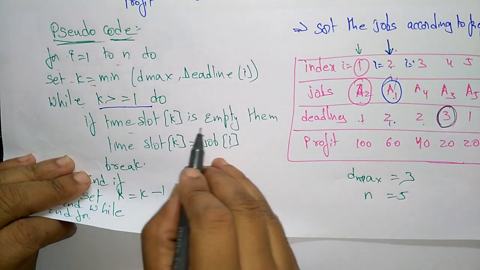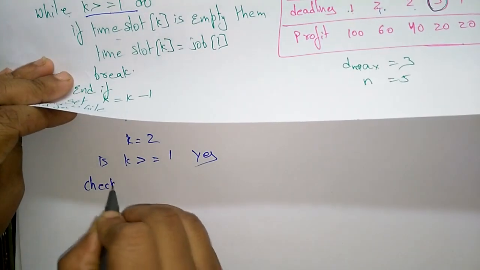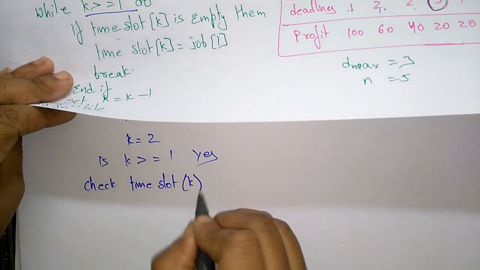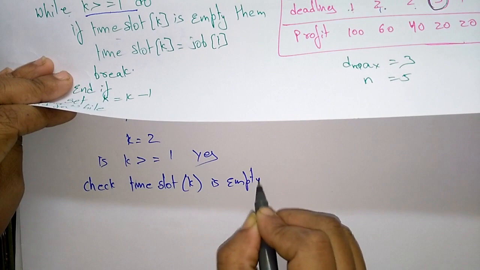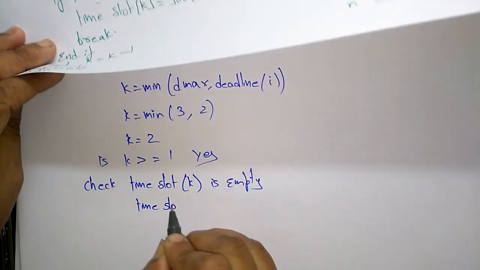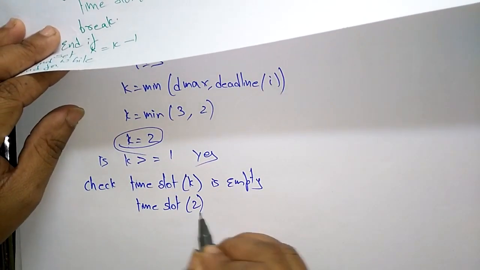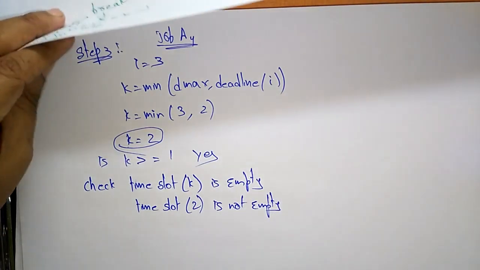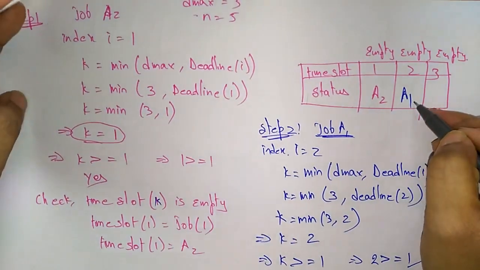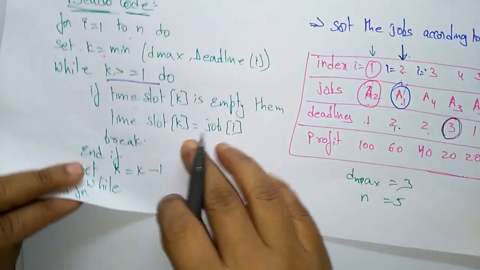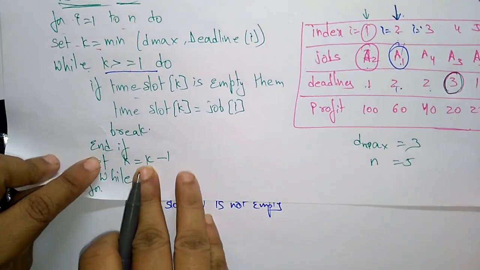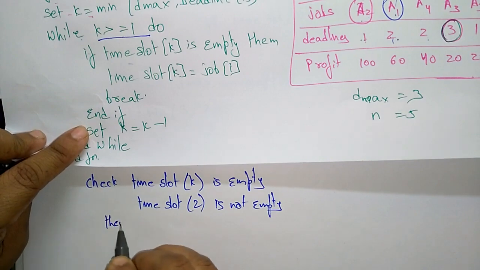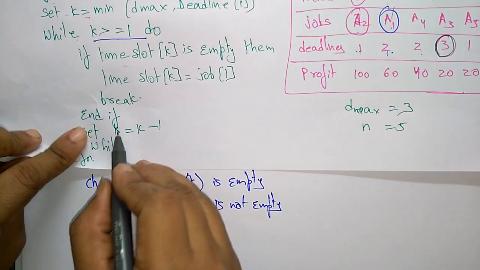So now check whether time slot of k is empty or not. That means time slot of 2 has to be checked. 2 is not empty. Why is it not empty? Because a value is already assigned here. In 2, A1 is already assigned. Whenever it is not empty, it has to break and we have to decrease the value. So because it is not empty, it breaks this while loop and enters here.